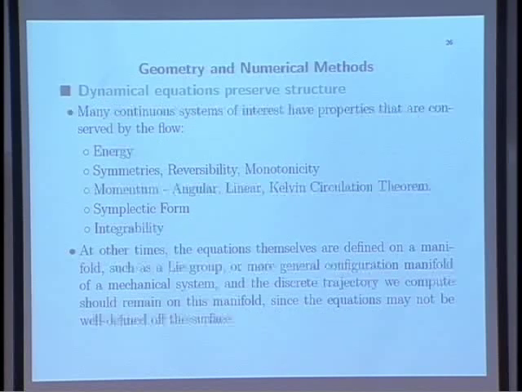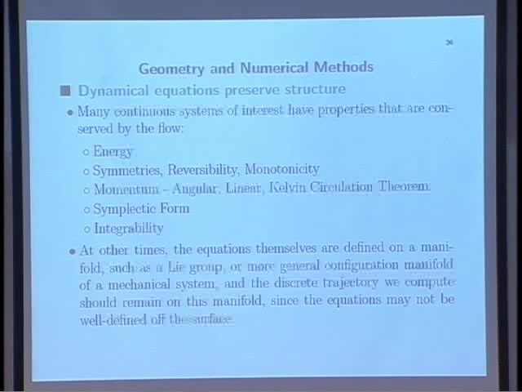Let me talk about how you go about discretizing the mechanics, and then go back to saying how you can do these kinds of ideas first for harmonic functions, and then more generally for the Maxwell equations. The motivation from the point of view of geometric mechanics is that in a lot of problems of interest, there are properties which are conserved by the flow, in particular things like energies. You might have symmetries, reversibility, monotonicity, for example. Other times you have momenta, so the familiar angular and linear momenta.